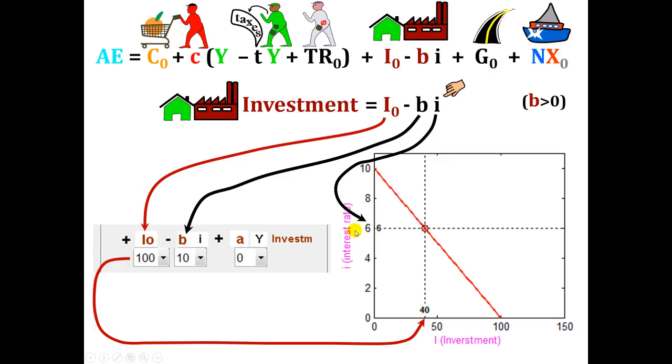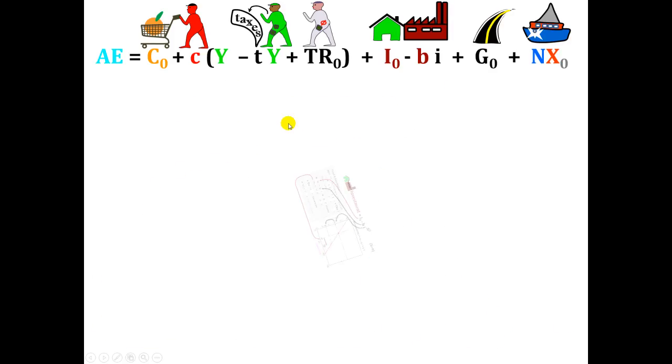Now if the interest rate goes down from 6 to, let's say, 3, then here we have 100 minus 30, which is 70, so the investment increases from 40 to 70. This makes sense because if the interest rate is low, then the firms have more incentive to ask for loans to invest.